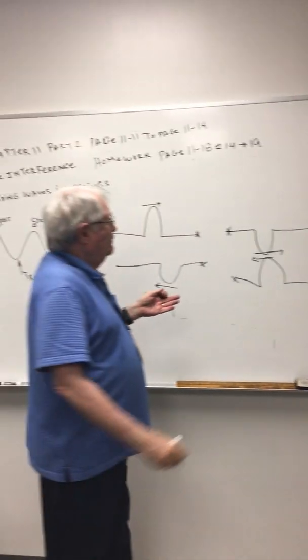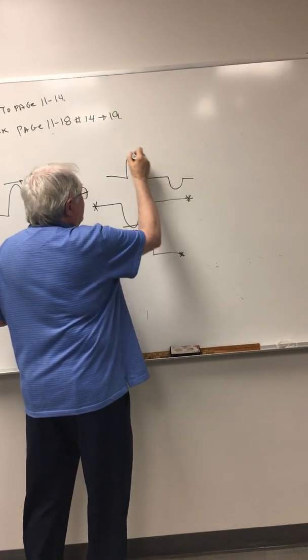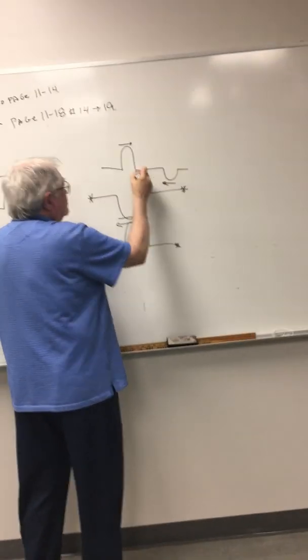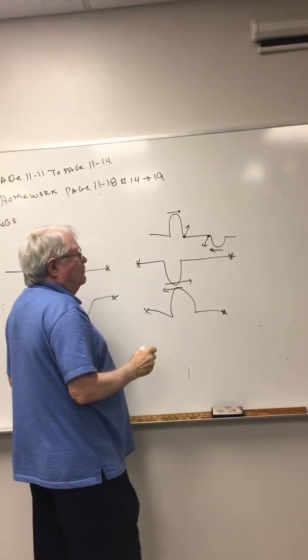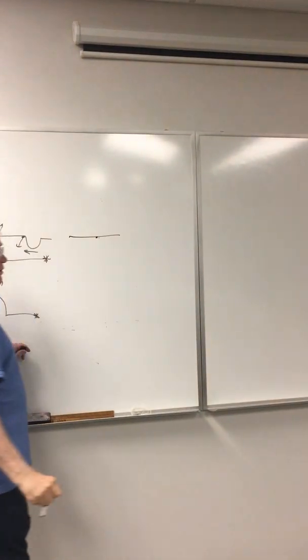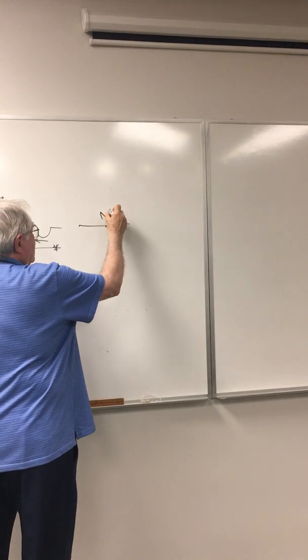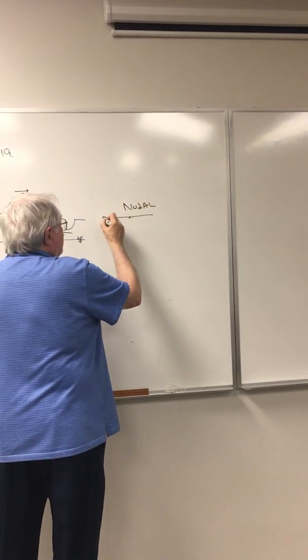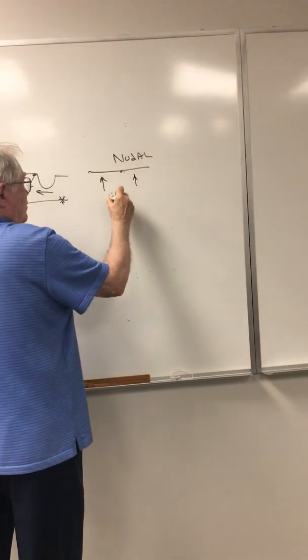What happens if you have a crest overlapping a trough? The crest is trying to drive things up, the trough is trying to drive them down, and when they meet in the middle, just at that moment, you get zero. This point right here is called a nodal point, N-O-D-A-L. And the points in between where you have maximum activity are called antinodal points.